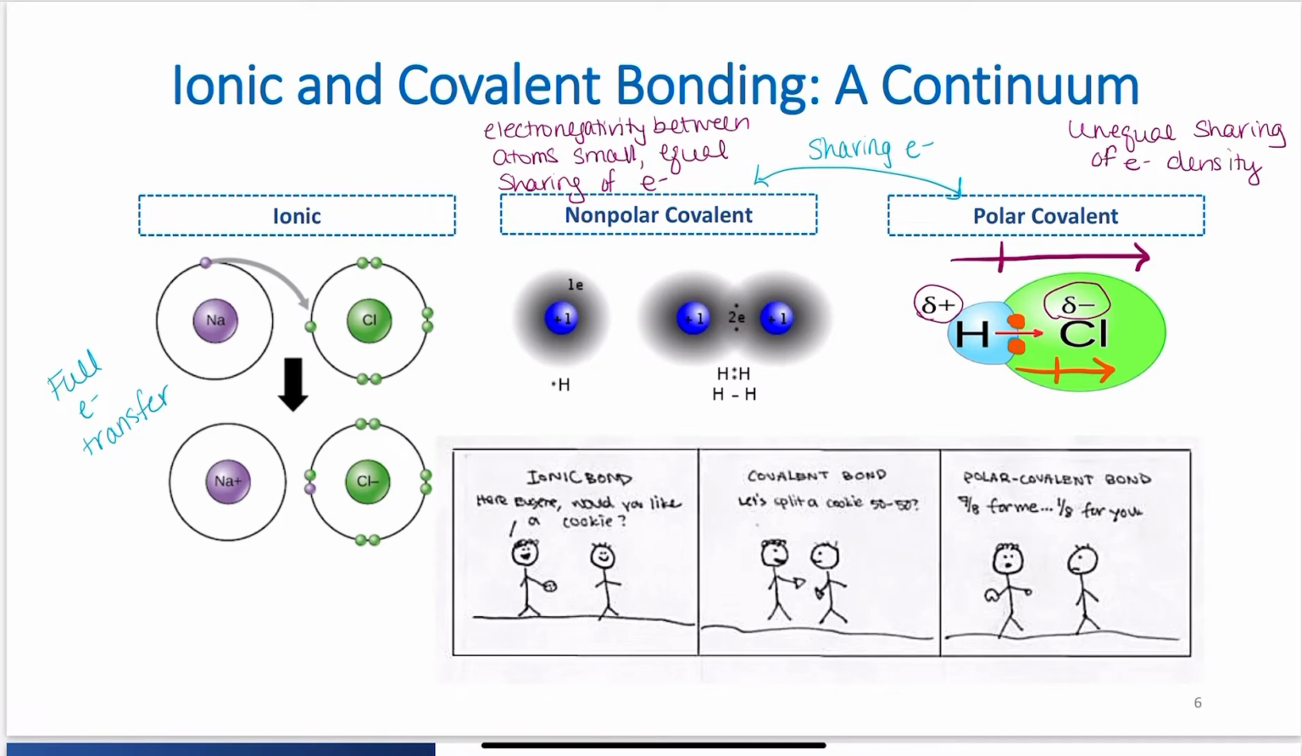So I have the little cartoon here that is supposed to help you guys remember this. Ionic bond, covalent bond, and polar covalent bond. An ionic bond. Hey, Eugene, would you like a cookie? Just full, give away the cookie. A covalent bond. Let's split a cookie 50-50. It's an equal sharing of electron density. Polar covalent bond, 7/8 for me, 1/8 for you. An unequal sharing.